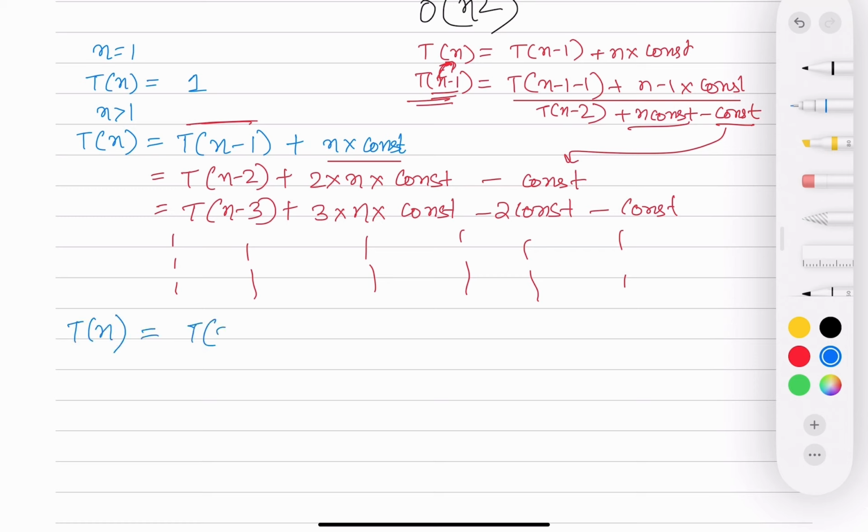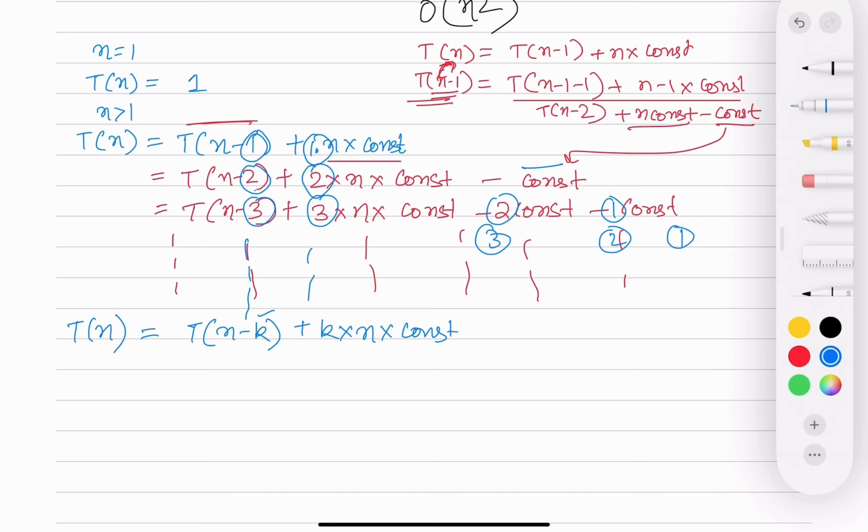It will look like T of n minus k, plus k into n into constant. And if you see only 1, then 1, 2, then 1, 2, 3 like this, so I'm writing minus (k minus 1) into constant, minus and so on, so on. It will keep going on till one more minus constant. Are you getting it? So now what we have to do?